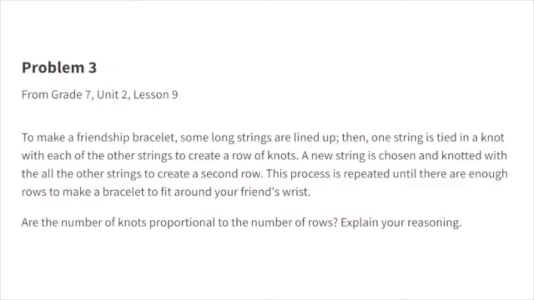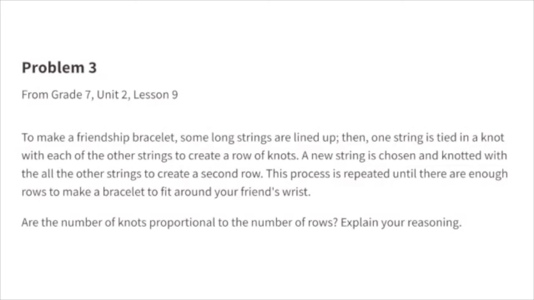Problem number 3 from 7th grade, Unit 2, Lesson 9. To make a friendship bracelet, some long strings are lined up. Then, one string is tied in a knot with each of the other strings to create a row of knots. A new string is chosen and knotted with all the other strings to create a second row. This process is repeated until there are enough rows to make a bracelet to fit around your friend's wrist.